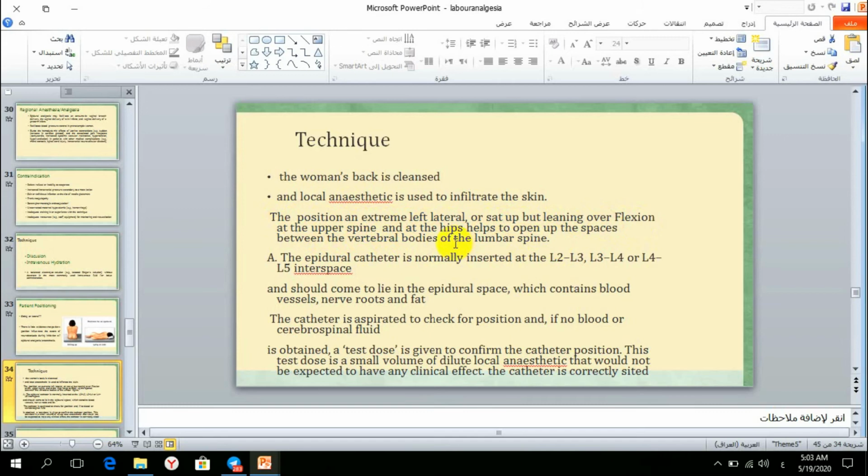Inadequate training in or experience with the technique. واحد ما مدرب زين فهذا ما مهيأ انه ينطي الانالجيسيا. Inadequate resources, for example staff, equipment, or multiple monitoring and resuscitation.